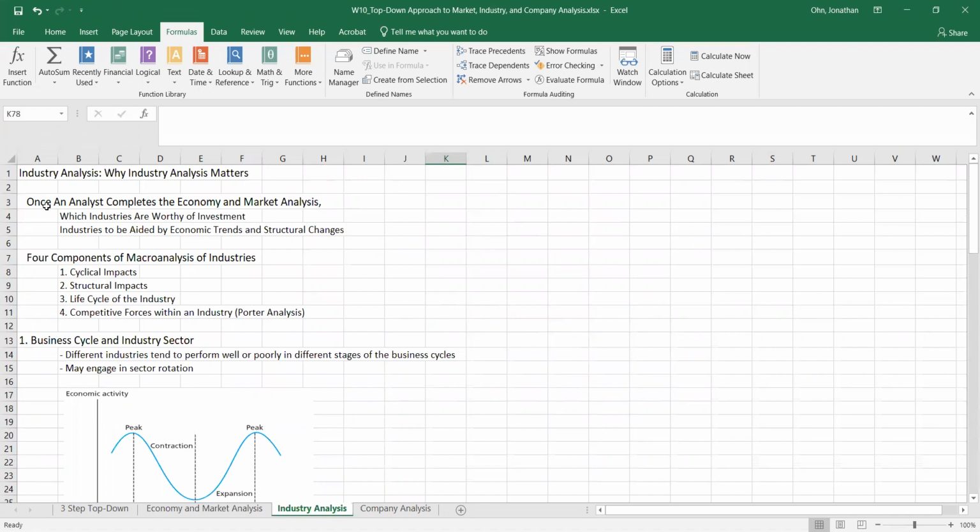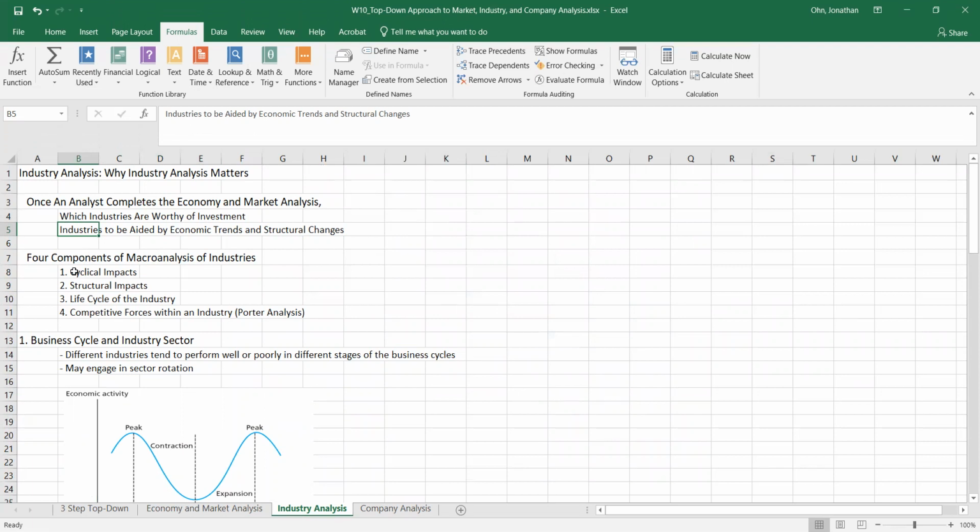Next one is the industry analysis. Once an analyst completes the economy and market analysis, you have to identify which industries are worthy of investment and which industries are likely to be aided by economic trends and structural changes, right? So the four components of the macro analysis of industry include the following. The following are quite important factors for industry analysis.